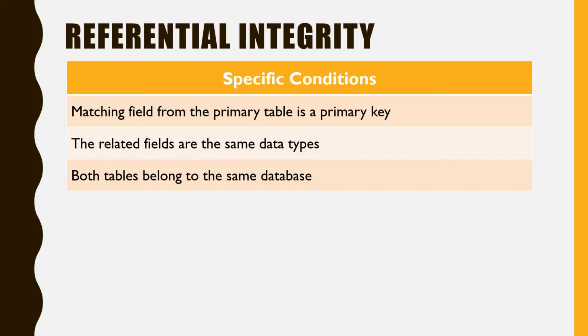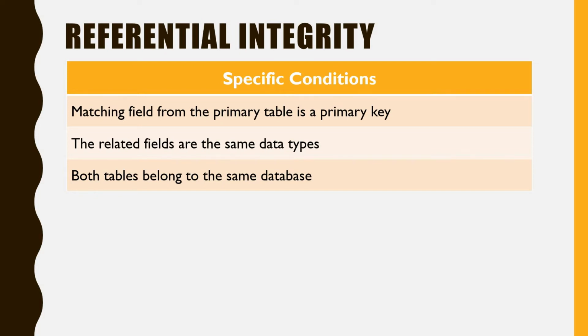Referential integrity is a set of rules which can be applied to relationships, ensuring they are valid and that data is not accidentally deleted or changed. It may be applied when specific conditions are met. The matching field from the primary table is a primary key. The related fields are the same data types, and both tables belong to the same database.